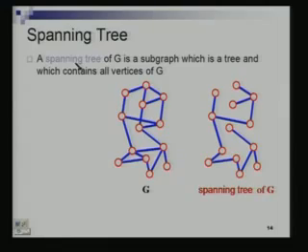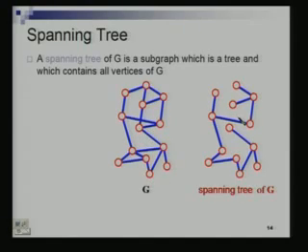So spanning tree has two words: tree, which means the subgraph has to be a tree, and the second word is spanning. Spanning means it should include everything. Include everything here means include all the vertices. So as you can see, this subgraph includes all the vertices that are there, and it's a tree. There is no cycle here. So this is a spanning tree of this graph.